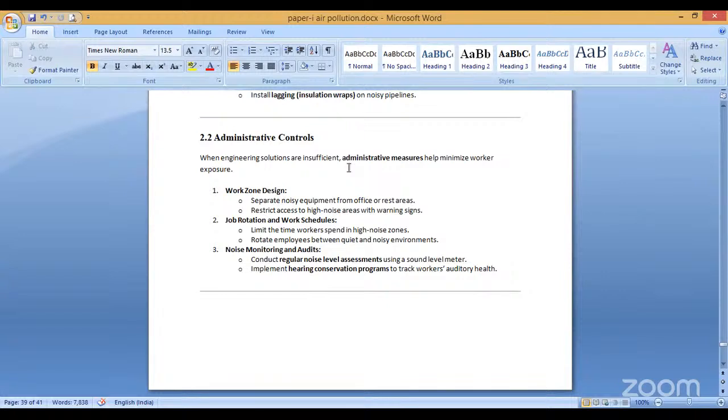Limit the time workers spend in high-noise zones and rotate employees between noisy equipment. Noise monitoring and audits: conduct regular noise level assessments with a sound level meter. Implement hearing conservation programs to track the workers' auditory health.